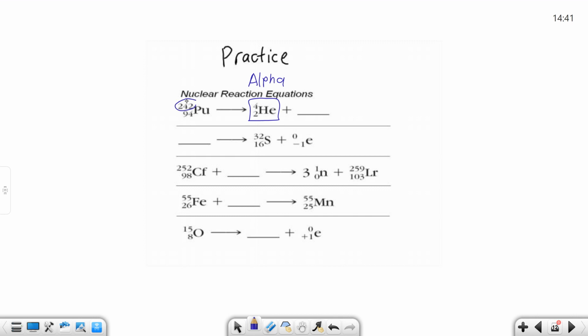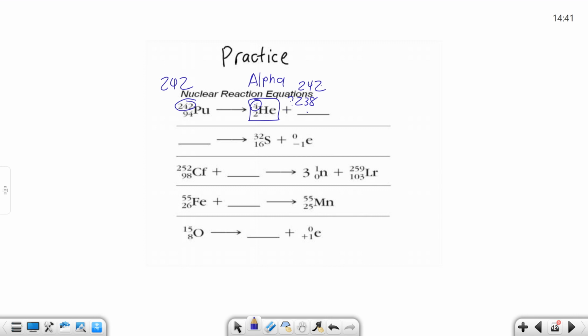Well, what's the total mass number on this side? That's 242. On this side, I have 4. So this side has to add up to 242. So 4 plus what is 242? I just subtract those two. It's 238. All right? 238 plus 4 is 242, not 232. 242.